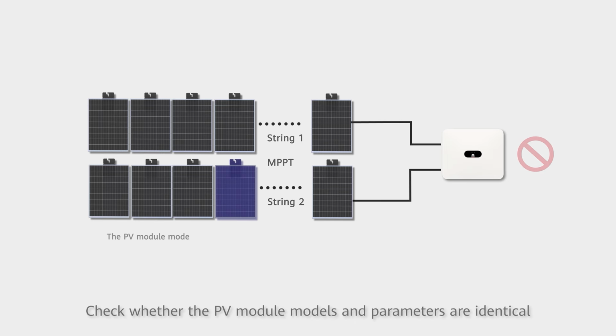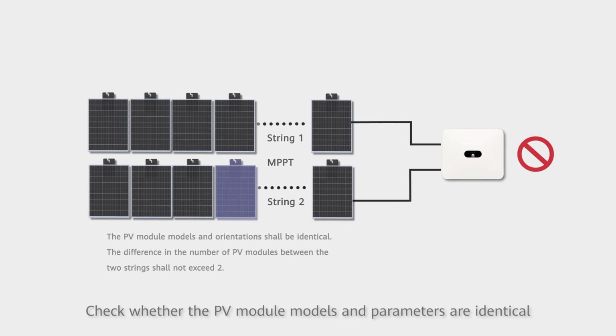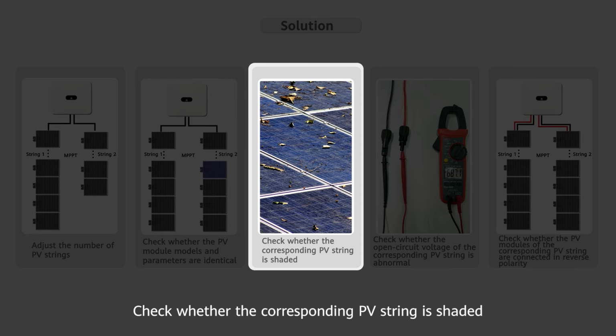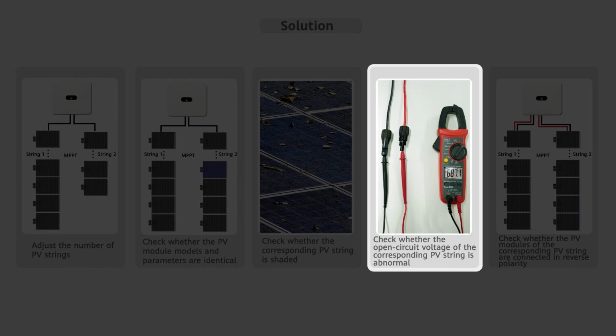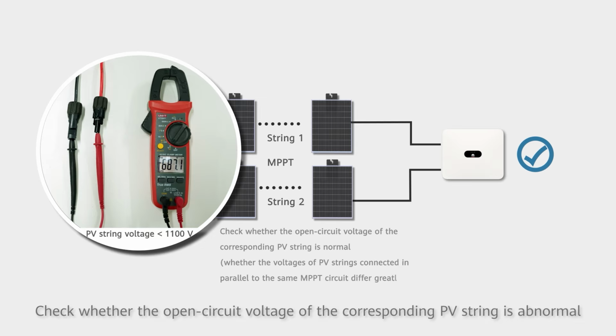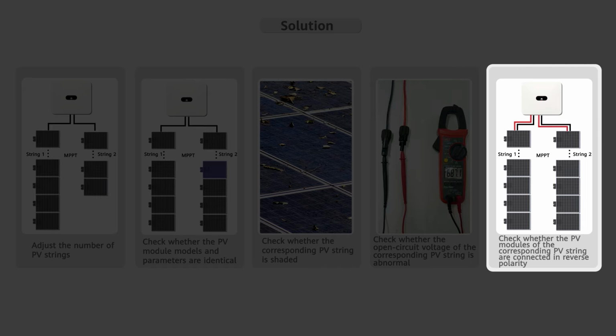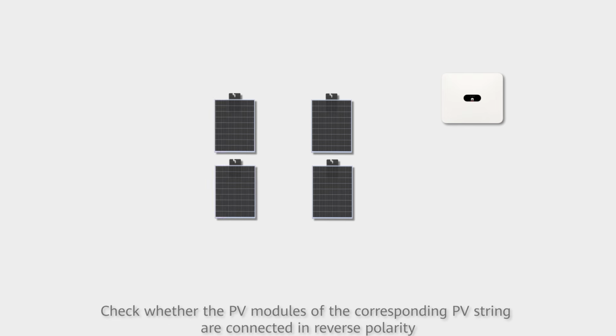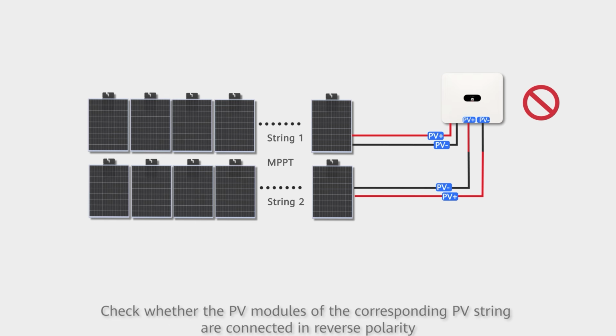Check whether the PV module models and parameters are identical. Check whether the corresponding PV string is shaded. Check whether the open circuit voltage of the corresponding PV string is abnormal. Check whether the PV modules of the corresponding PV string are connected in reverse polarity.